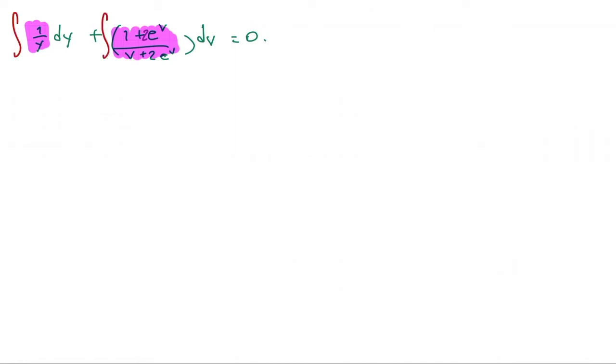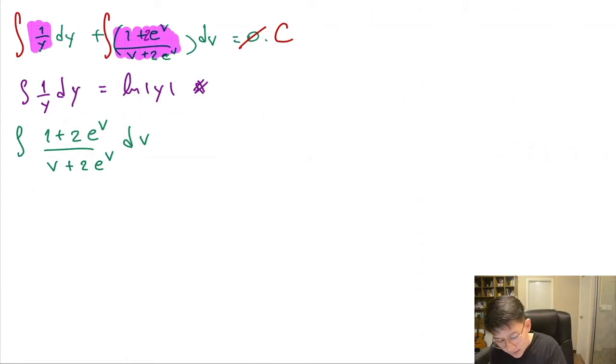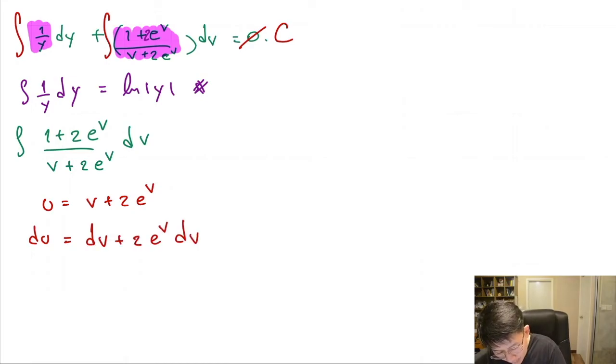So I'll just put it on another page. How can I integrate this function? I'll look at the integration of 1 over y dy first, and this is log of absolute y. That's clear, that's simple. And the other one, the integration of (1 + 2e^v)/(v + 2e^v) dv. This looks hard, but it's actually very simple. Why? Because if you let u be v + 2e^v, then du is actually (1 + 2e^v) dv.